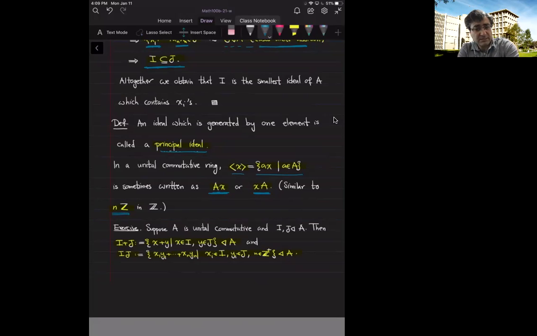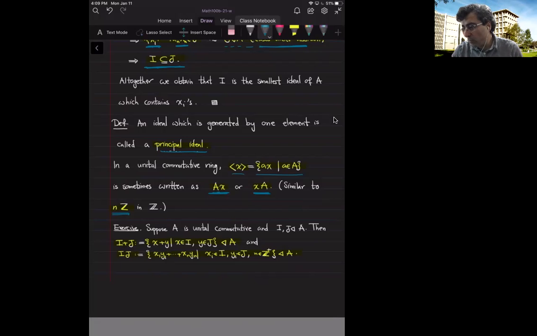It's a good exercise to see that when we add all the terms of two ideals, we get a new ideal. And when we take the finite summations of products of pairs of elements from two ideals, we end up getting a new ideal. So these are good exercises, and we will be using them later as well. I encourage you to try to show them.